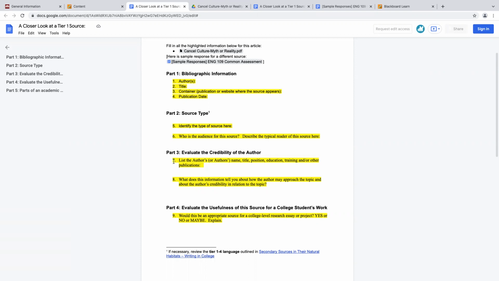Then question 7 is list the author or authors' names, title, position, education. So basically some info on the author here. And try to answer the question, what does this information tell you about how the author may approach the topic and about the author's credibility? Now, hopefully, if you're paying attention, this question and actually the previous one has been on, I think, all of the pre-reading charts and questions that we've had for the course. This should be nothing new. It should almost be second nature to you to ask these questions. Who's the author? What can I then expect from this? And that's similar to the above question too.